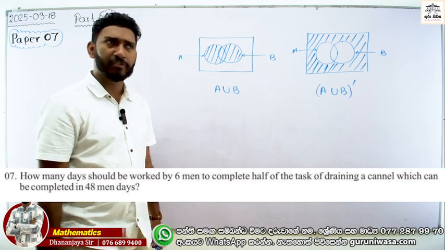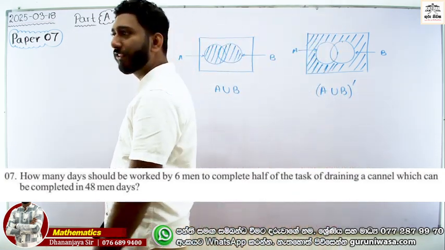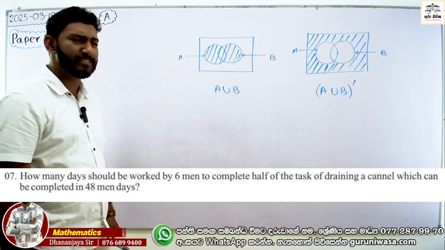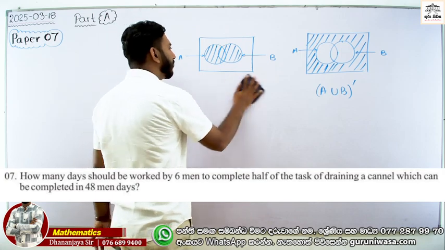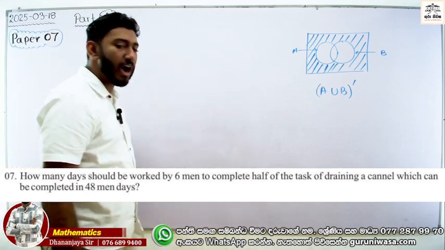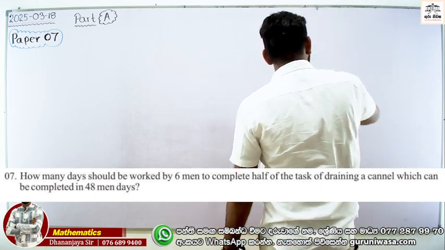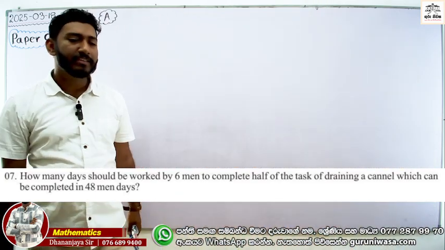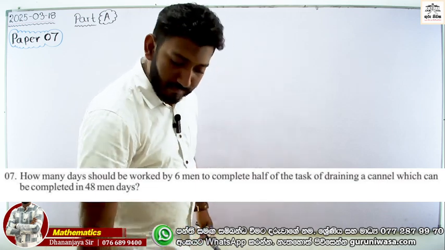This is what we call inverse proportions. Inverse proportions, the rate proportion, and this one is inverse proportions. We call it man-days, right? How many days should be worked by 6 men to complete half of the task of draining a canal, which can be completed in 48 man-days?